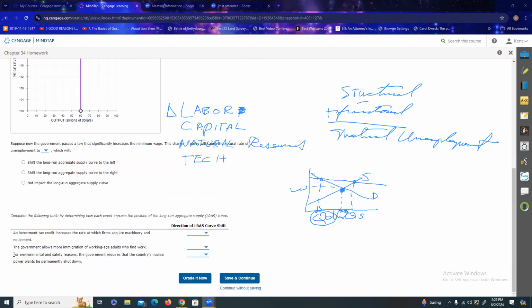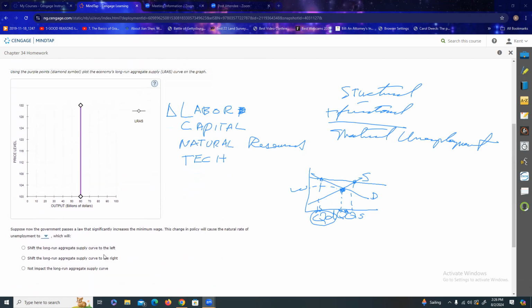For environmental and safety reasons, the government requires the country's nuclear power plants be permanently shut down. Okay, we're losing some physical capital there, so that will shift the long-run aggregate supply curve to the left.